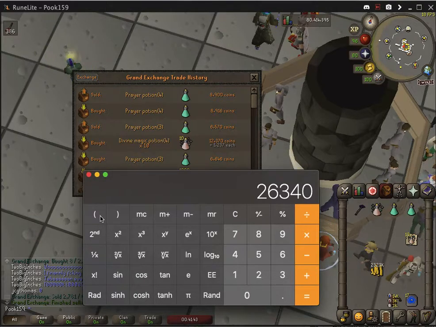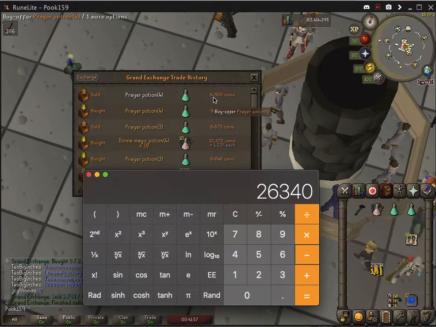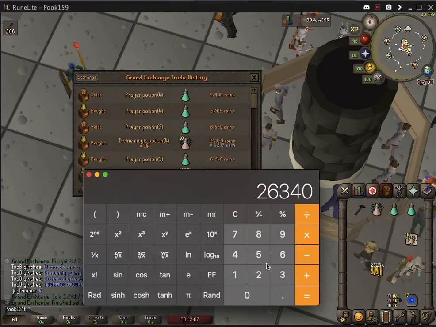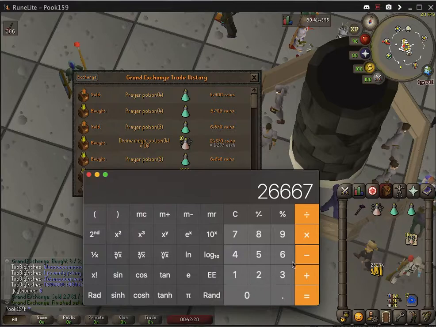26340. So there. And now this is going to be backwards. It's going to show a negative number, but I'm just going to do this for the video. Anyways, what am I going to sell it for? I'm going to sell it for 8889 probably. So 11 GP lower. So I'm going to put it in my calculator: 8889, 11 GP lower, multiplied by the common denominator of this, however many times, 4, 8, 12, so that's 3 times 3, and end the bracket. There we go.